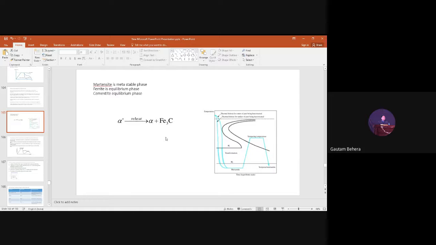Sorry, there is a phase called epsilon carbide. You can have epsilon carbide also in that phase. You do not have this kind of phase. So this reaction actually happens at a very high temperature, like above 450 or 400 degrees centigrade.